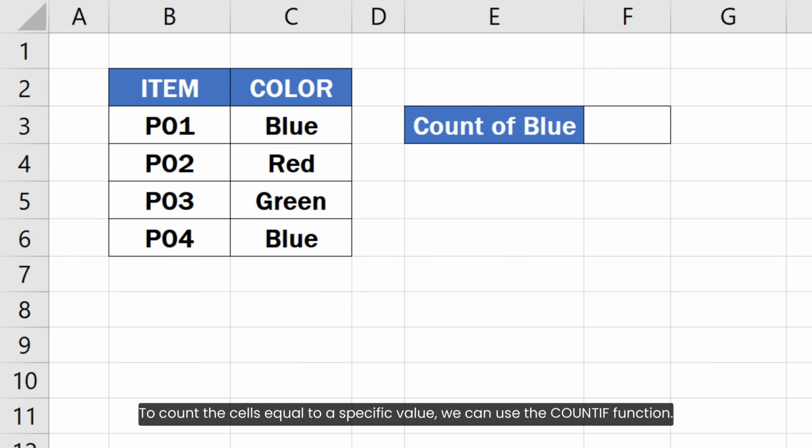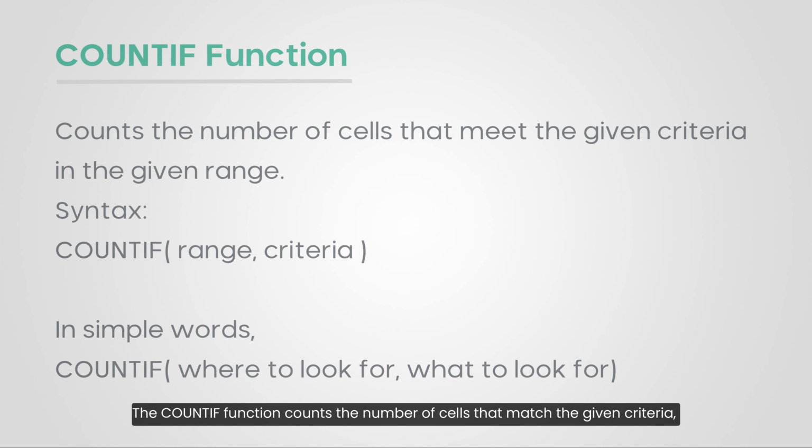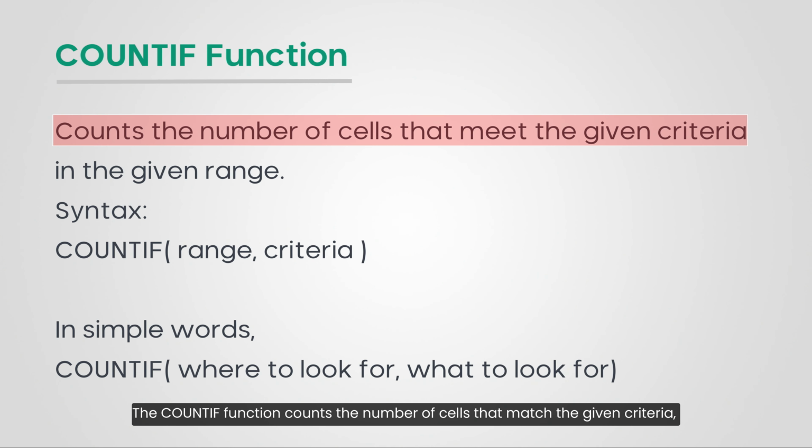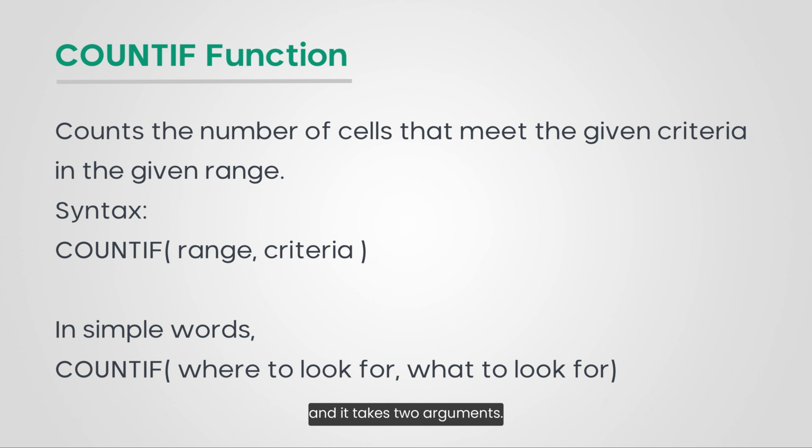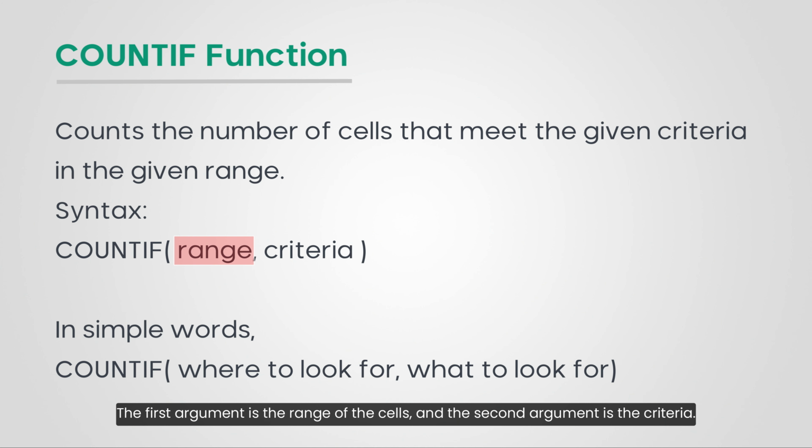To count the cells equal to a specific value, we can use the COUNTIF function. The COUNTIF function counts the number of cells that match the given criteria, and it takes two arguments. The first argument is the range of the cells and the second argument is the criteria.